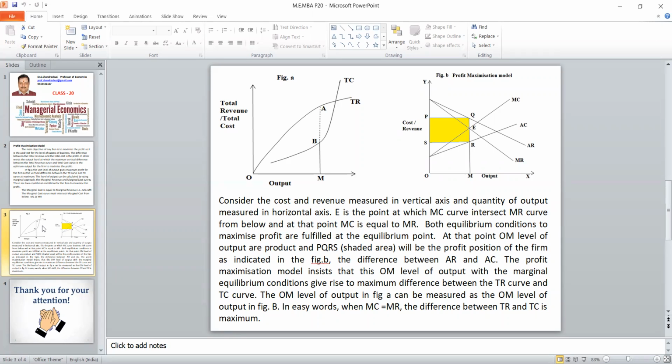For that, we draw four lines: the average revenue curve and marginal revenue curve for the revenue side, and the average cost curve and marginal cost curve for the cost side. The cost is an increasing cost function, and revenue is a decreasing revenue function. When we draw it, MC is intersecting MR from below. At that point, if you draw a perpendicular line, that OM level is the confirmed profit-maximizing output.